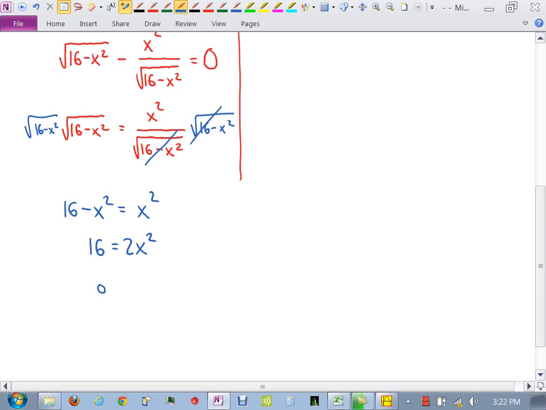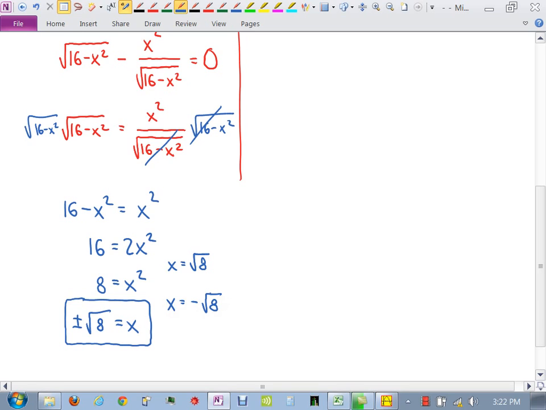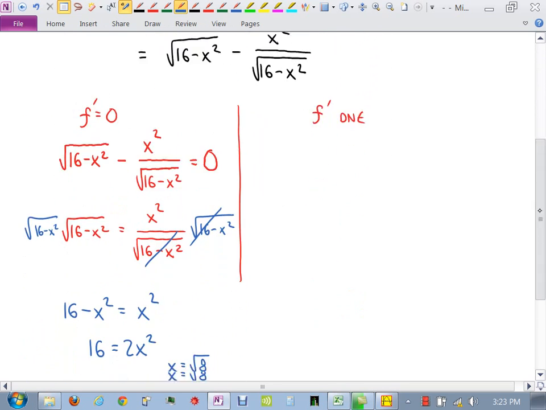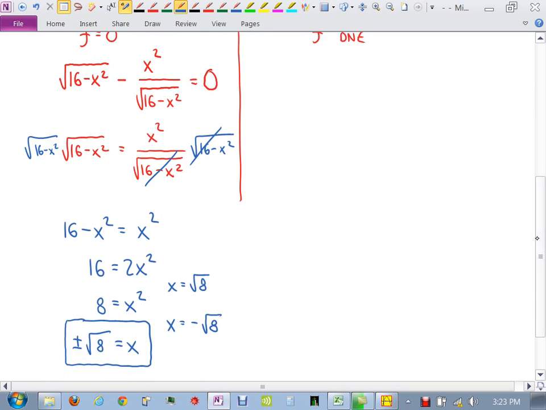Let's divide by 2 first, and then we'll take the square root. So you get square root of 8. There's two answers, right? I should write them down. x equals root 8. x equals negative root 8. Now, do these numbers live inside of our interval? What's our interval? From negative 1 to 4, right? What is the square root of 8? 2 point something, right? So it lives in there, doesn't it?